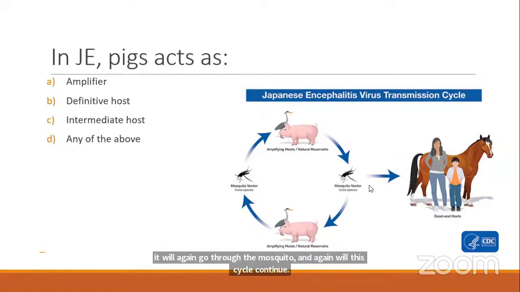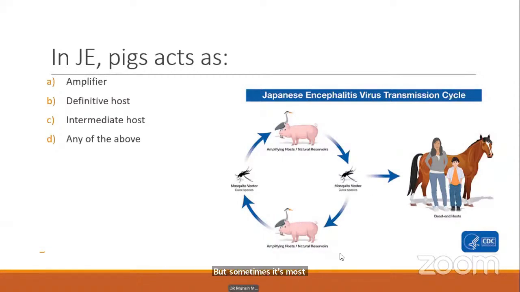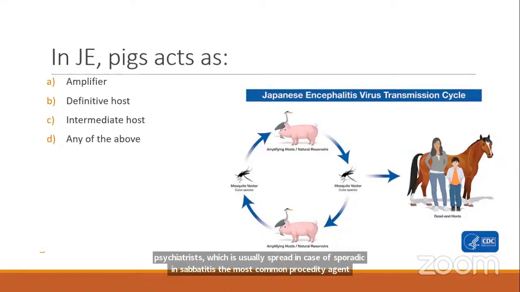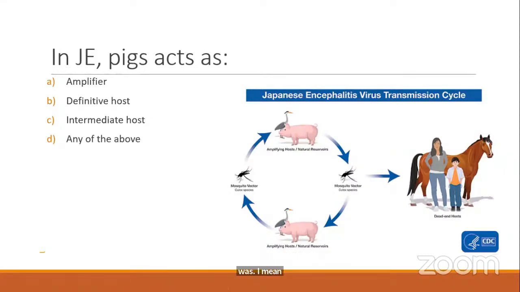But sometimes if this mosquito bites dead-end hosts like human beings and horses, it can lead to Japanese encephalitis. This is not very common in our part of the country, but Japanese encephalitis is the single commonest causative agent of encephalitis all over India. In case of sporadic encephalitis, the most common causative agent is HSV, which was given as an option in the first question, which I dealt with initially.